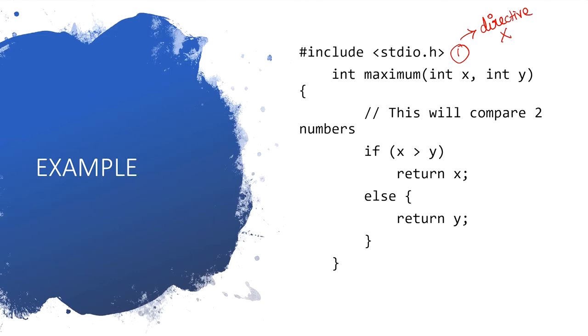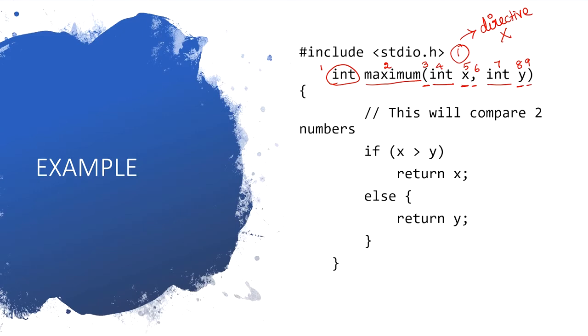Next, coming to the statement int. Int is what? It is a keyword. So first token, then maximum, second token, then open bracket, third token, then again another int, fourth token, x, fifth token, comma, sixth token, another int, seventh token, y, another token, close bracket, a token, 9 tokens. So in this particular line we can form 9 tokens.